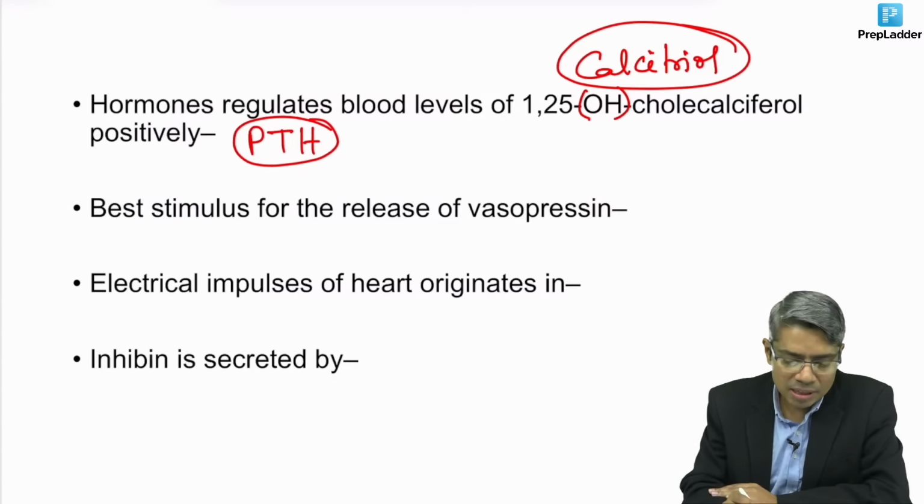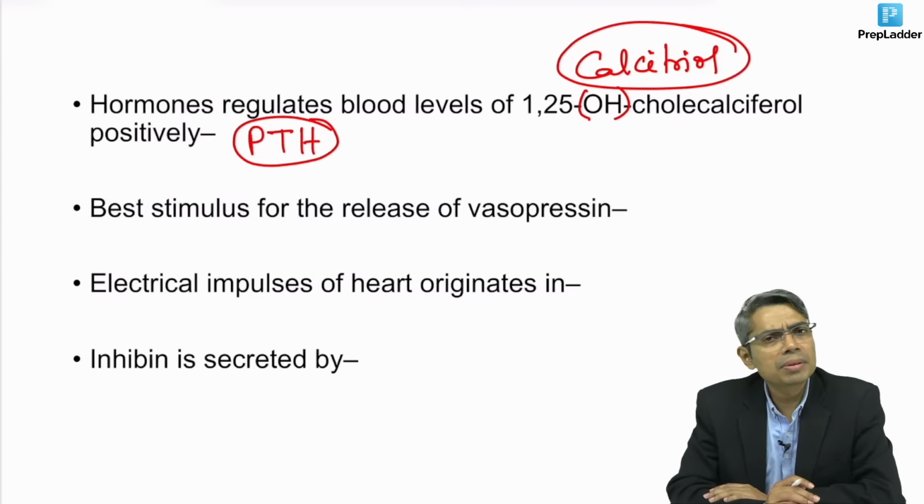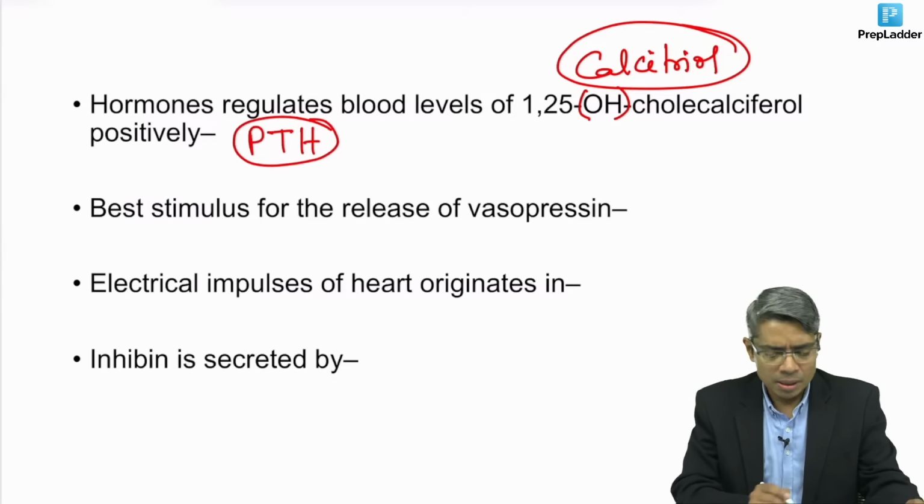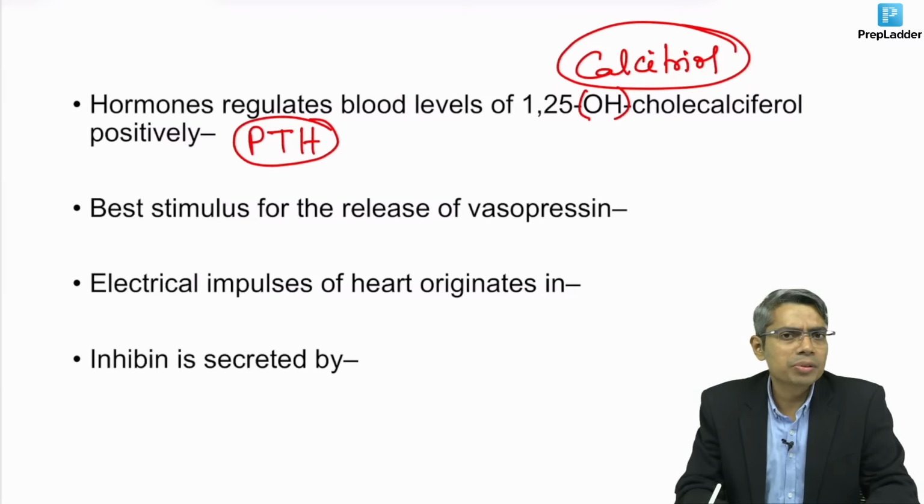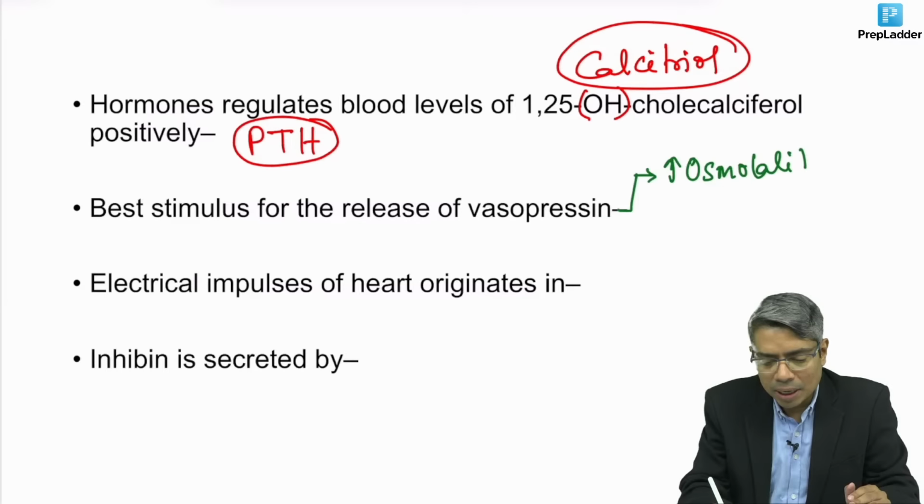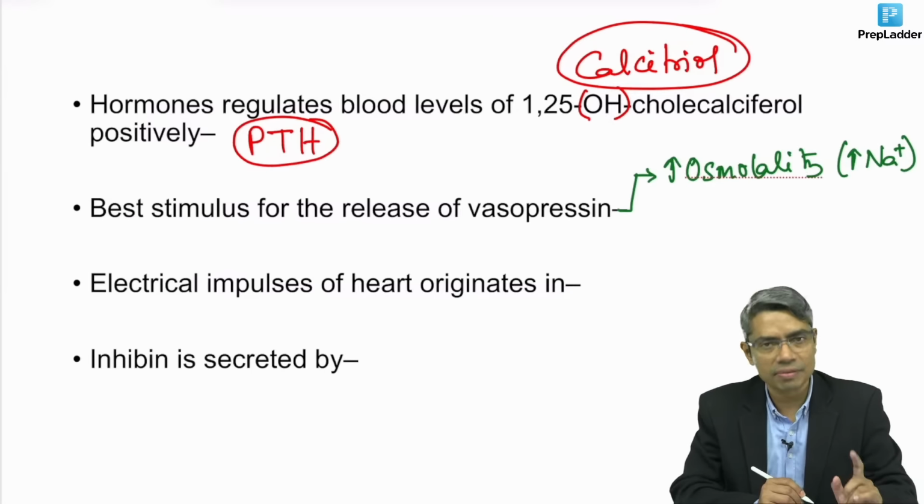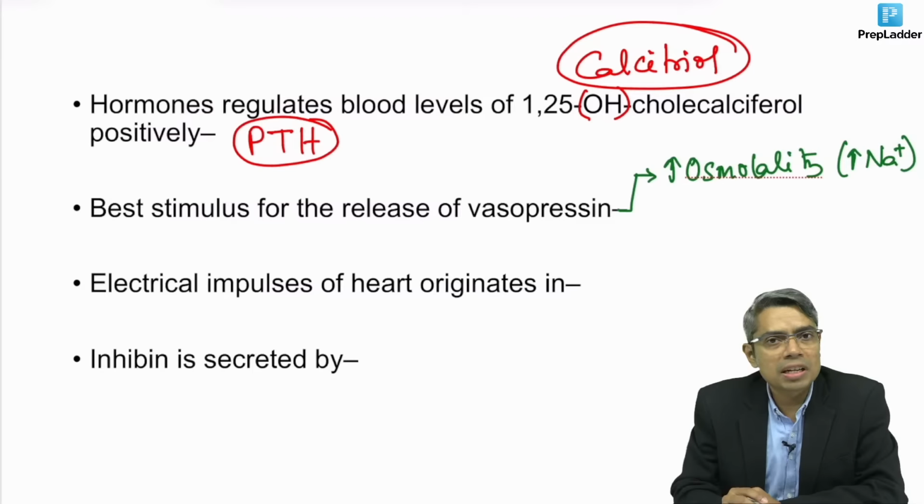Then the best stimulus for the release of vasopressin. Now, here you have to remember the MCQ that was asked in your exam. If the question is the best stimulus for the release of vasopressin, what will be your answer? Could you tell me? Your MCQ was different, in that the option was not there. So, the best stimulus for release of vasopressin or ADH is increased osmolality of blood, or an increase in sodium ion concentration of the blood. Very good. But in the MCQ that was asked in your exam, increased osmolality was not there.